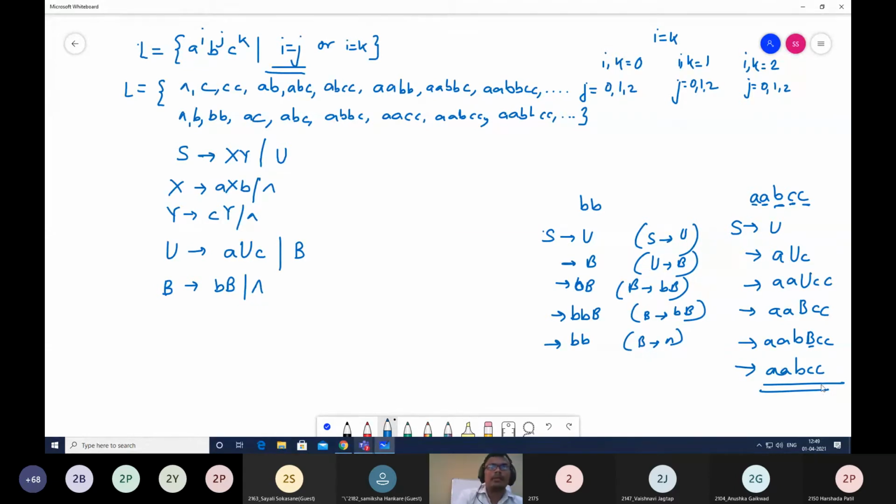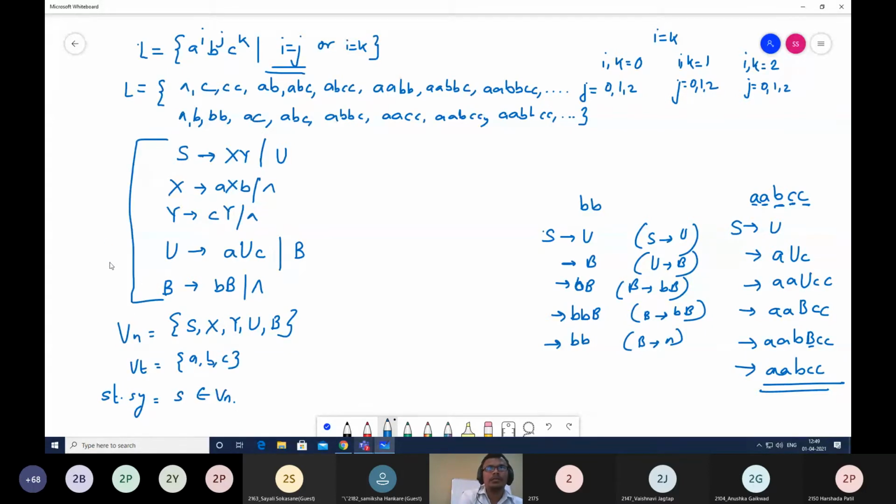So with this example, what become my non-terminals? S, X, Y, U and B. What are my terminals? A, B and C. And the starting symbol of my grammar is S, which belongs to the non-terminals. This becomes our set of production rules. Is it clear?